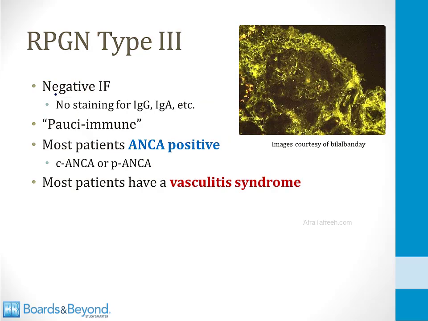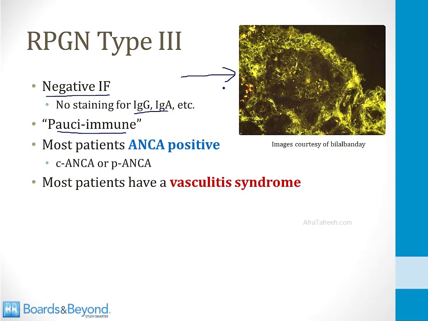Type 3 RPGN has negative immunofluorescence staining. This means there is no immunofluorescence when you stain for IgG, IgA, or other components of immune complexes. It's called pauci-immune because there is a paucity of immune complexes seen on immunofluorescence staining. This is a picture of what it can look like on the screen. You can see that the glomerulus in the middle of the picture is dark because nothing is lighting up.